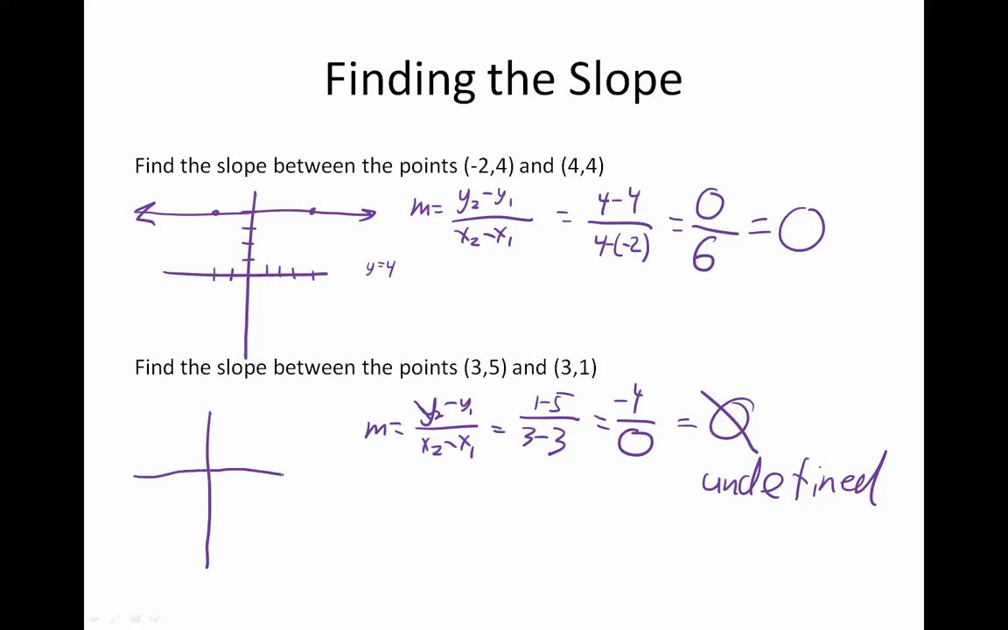And again, why does this happen? Well, take a look at the graph. We're at 3, 5, which puts a point there. And we're at 3, 1, which puts a point there. This is a perfectly vertical line. It has an undefined slope because it's not increasing or decreasing at all when it goes left or right. It's just straight up and down. It's a vertical line. So horizontal lines are going to end up with a 0 slope, and a vertical line is going to end up with a negative slope, or excuse me, an undefined slope.